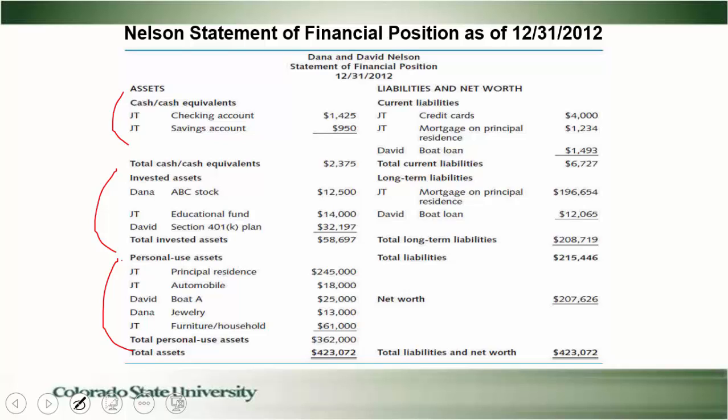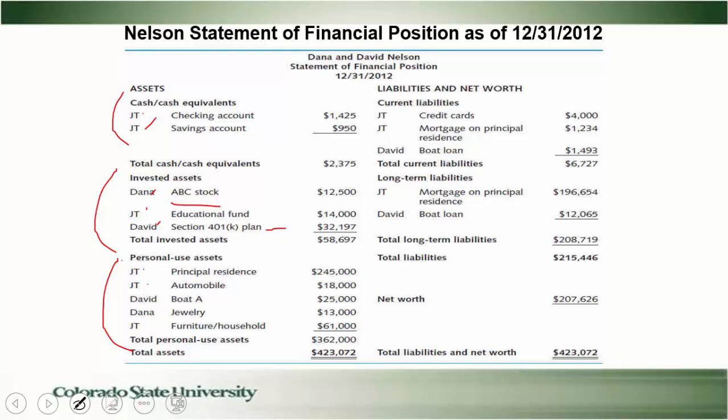One thing I'll note is this little notation right here. This indicates the ownership style. So JT means joint tenants. So both Dana and David own the checking account together. Dana only owns the ABC stock, for instance, and David owns the 401k. It's not a joint tenant situation.